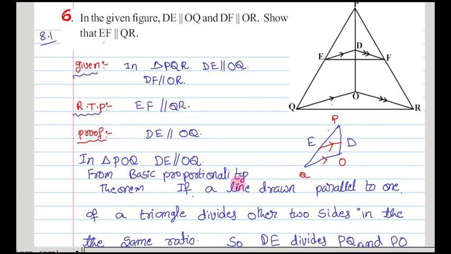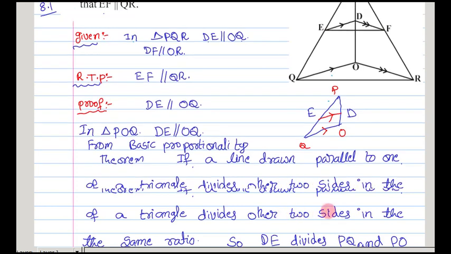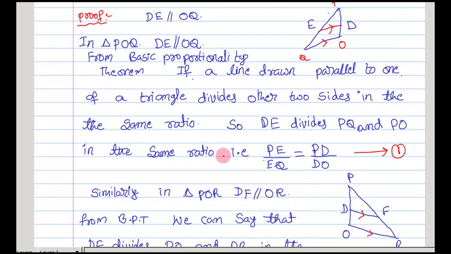Now from the basic proportionality theorem, if a line is drawn parallel to one side of a triangle, then it divides the other two sides in the same ratio. As in triangle POQ, ED is parallel to OQ, then ED divides the two sides PQ and PO in the same ratio, that is PE by EQ is equal to PD by DO. So I am supposing this as the first equation.